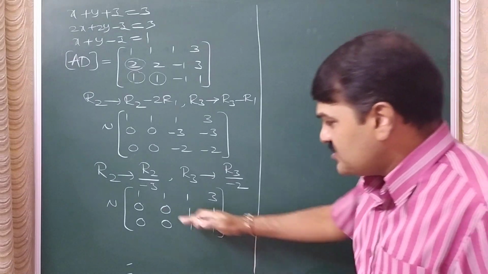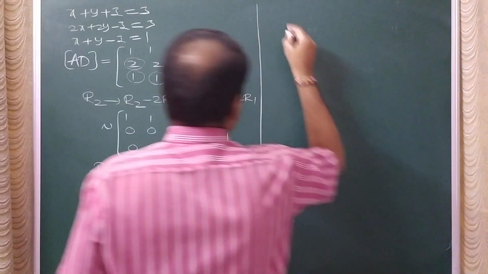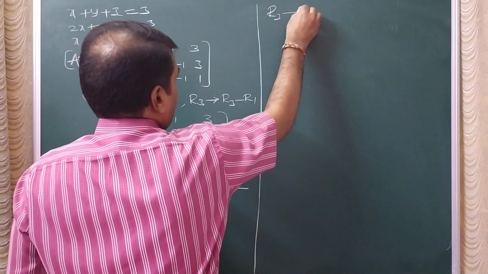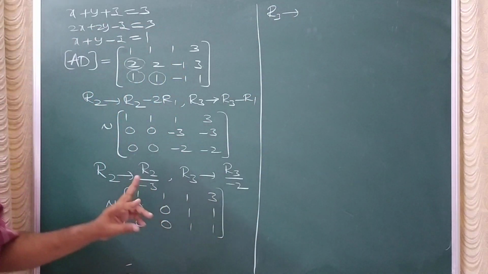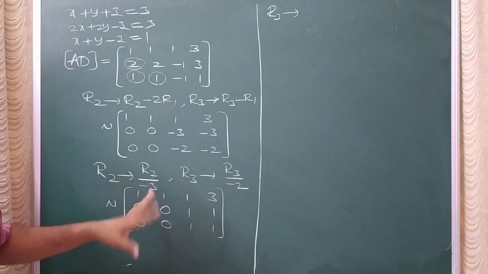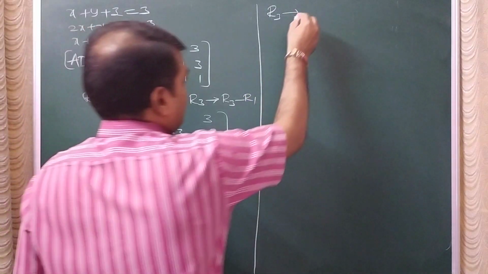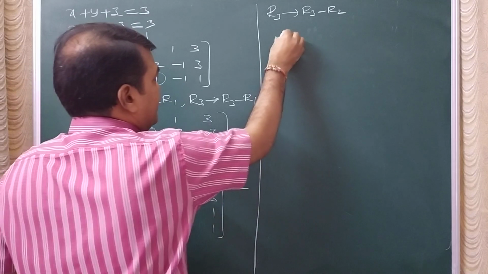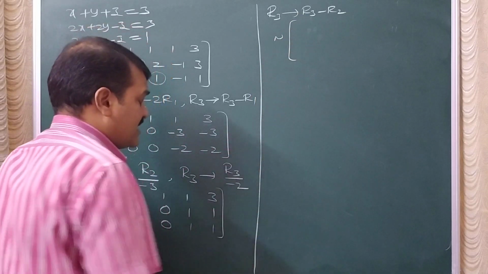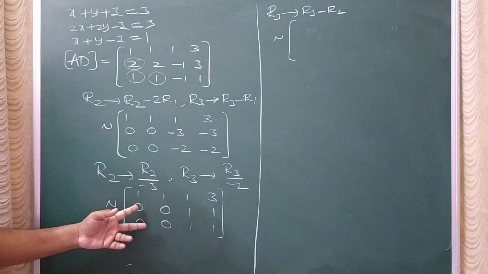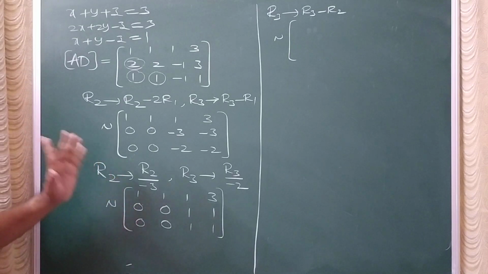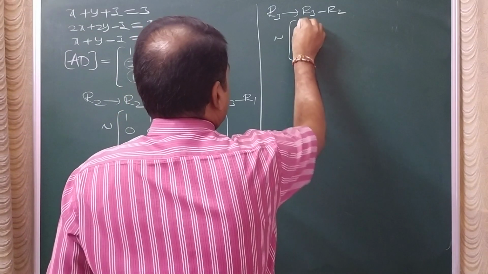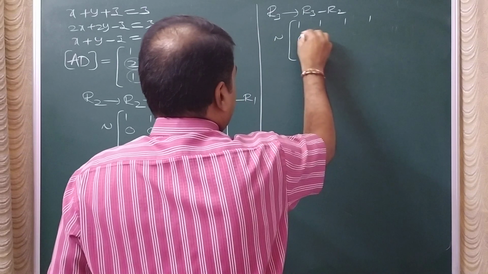Okay, and since two rows are same, I will do one more step. Whenever two rows are same, immediately subtract one row from the other. So I am doing R3 minus R2 also. This is compulsory. Whenever two rows are same, immediately subtract one row from the other. I am doing R3 minus R2. So our first row is same, second row is same.